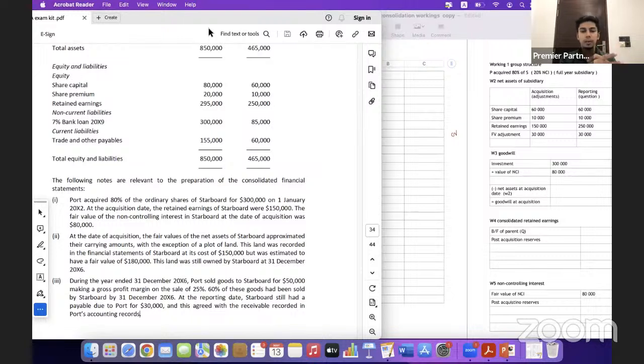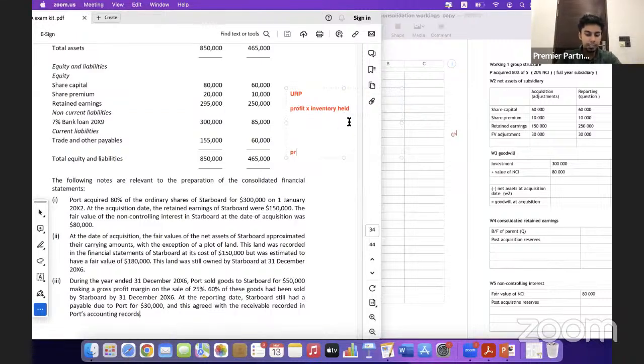So unrealized profit, guys, has 2 parts: the calculation part, then the double entry part. I will explain both. Now, number 1, guys, how do we calculate URP? It's like this. First, you calculate the profit, and multiply this by inventory held. Profit multiplied by inventory held.